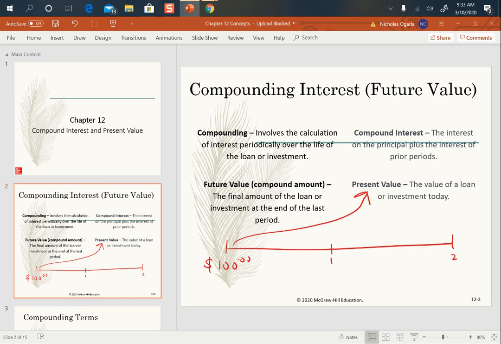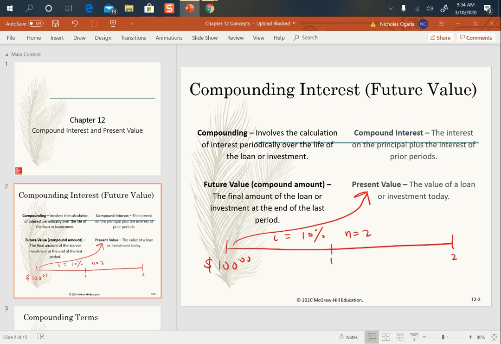But this $100 you're investing today, assuming you're doing this at 10% per year, this is basically your rate. Your I is 10%, and the number of periods is 2 years. So in other words, how much are you going to have? What will be the compounding? The $100 will grow to how much at the end of the 2 years? So we're talking about the $100 growing into something in the future.